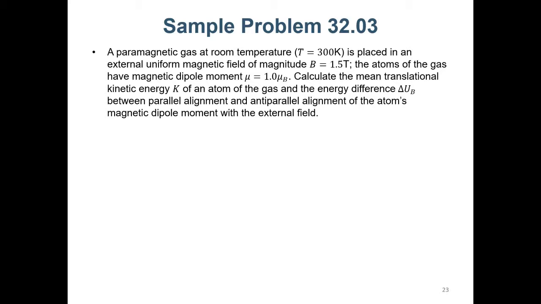So here we still have another sample problem. A paramagnetic gas at room temperature T equals 300 K is placed in an external uniform magnetic field of magnitude B equals 1.5 T, and the atom of the gas has magnetic dipole moment which is 1 Bohr magneton. Calculate the mean translational kinetic energy of an atom of the gas and the energy difference delta UB.